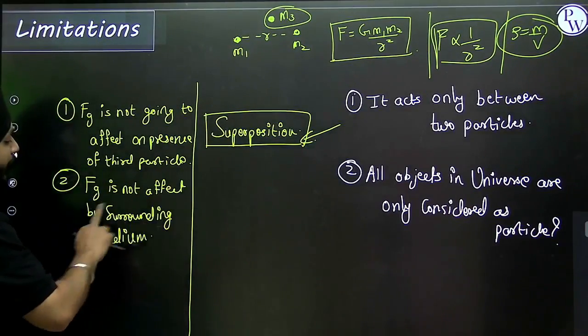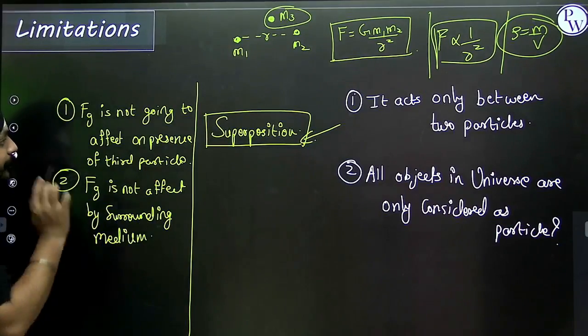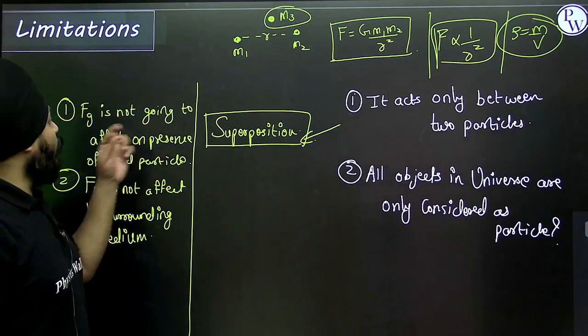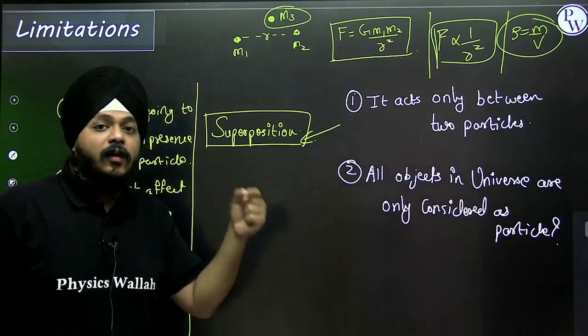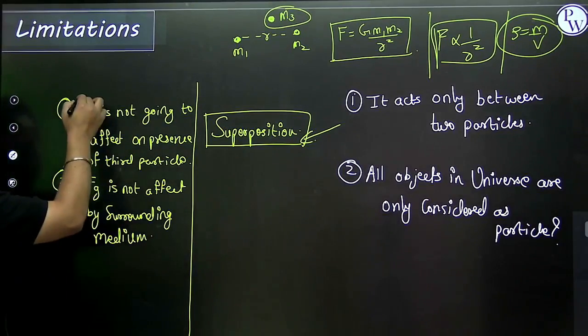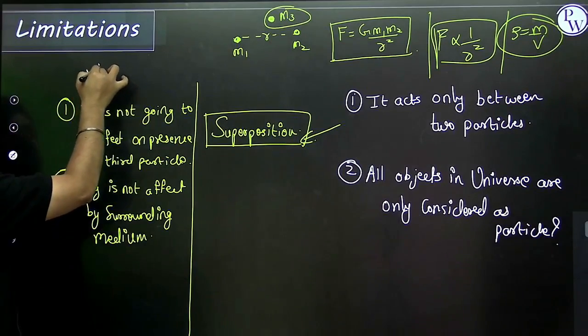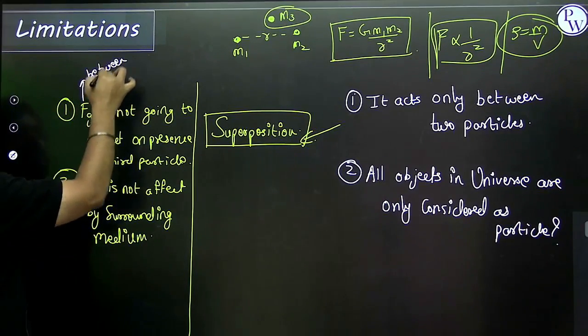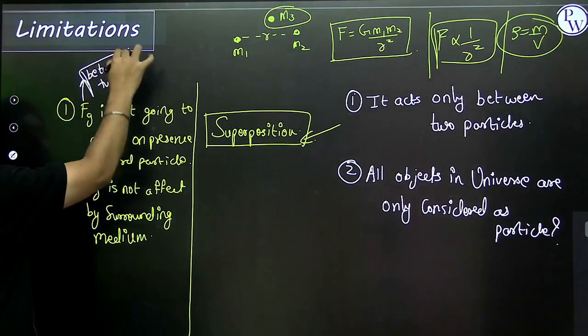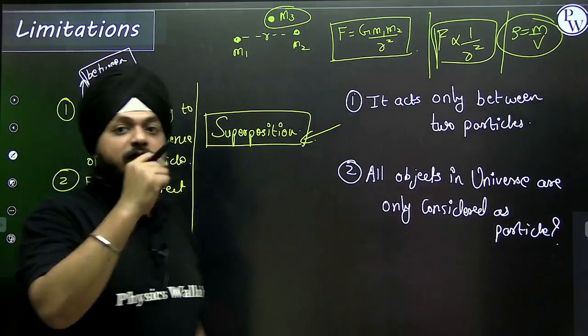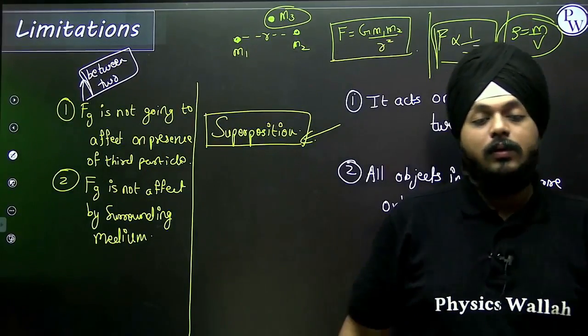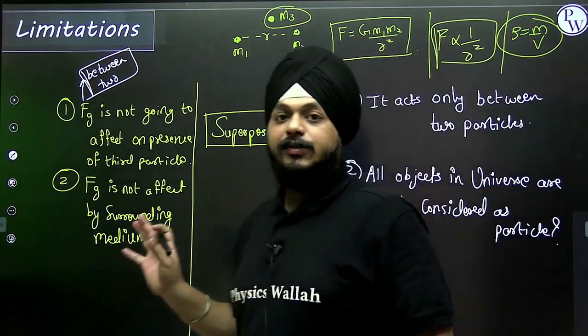So Fg is not going to be affected by the surrounding medium. Fg is not going to be affected by the presence of a third particle. This is not the resultant force. This is the force between two. The force between two. So these are the limitations.